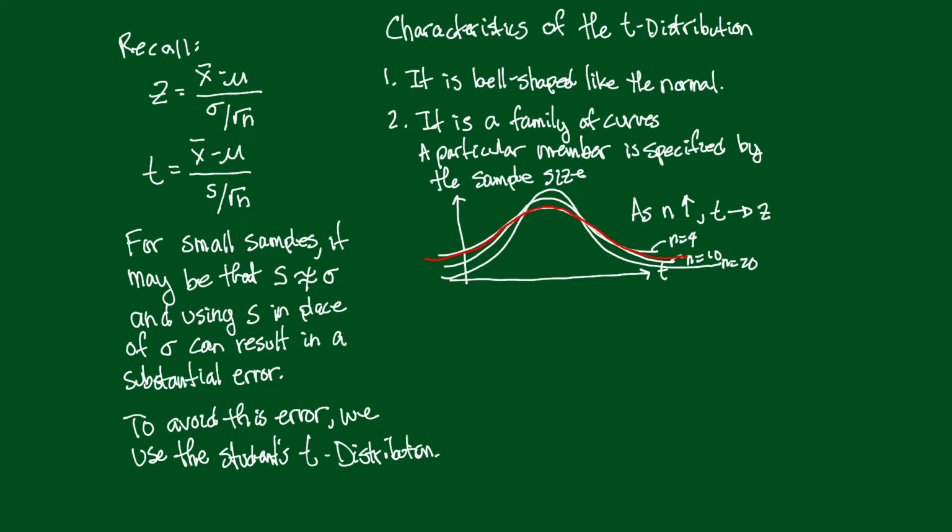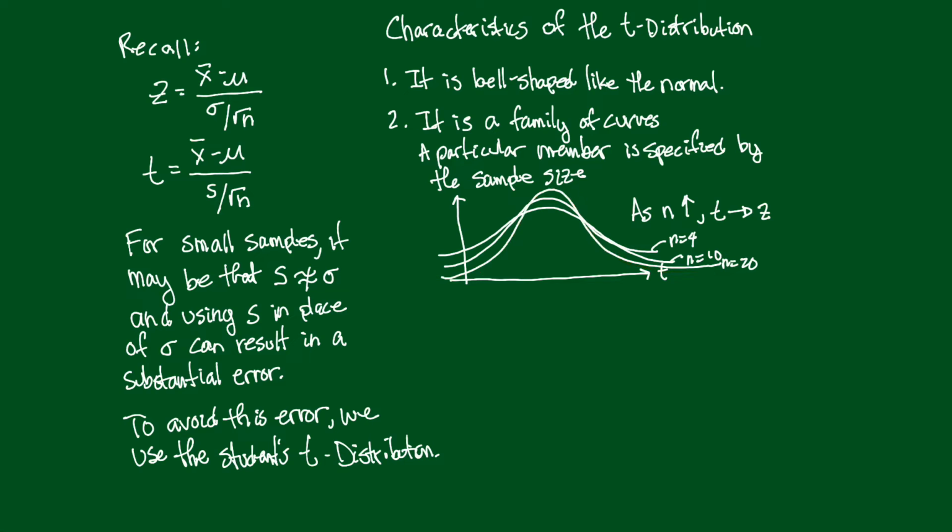So that's at n equals 4. Now, if you take a bigger sample, say n equals 10, as the sample size gets bigger, you're still going to get that bell shape, but the tails become less thick, and it gets a little bit higher. That might be for 10. And then if you take a sample of size 20, the tails get even less thick, and it gets higher. It's starting to look more and more like the normal curve.